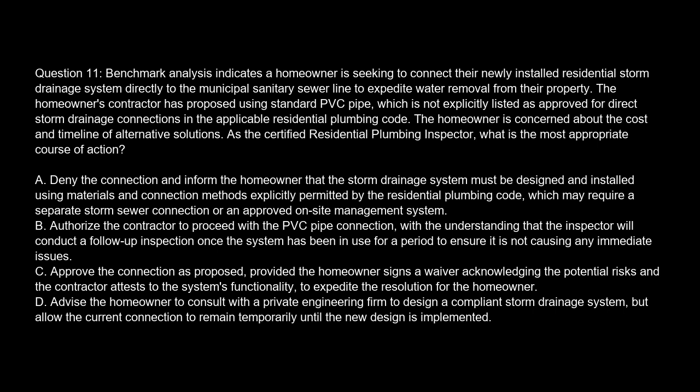Option C. Approve the connection as proposed, provided the homeowner signs a waiver acknowledging the potential risks and the contractor attests to the system's functionality to expedite the resolution for the homeowner. Option D. Advise the homeowner to consult with a private engineering firm to design a compliant storm drainage system, but allow the current connection to remain temporarily until the new design is implemented.